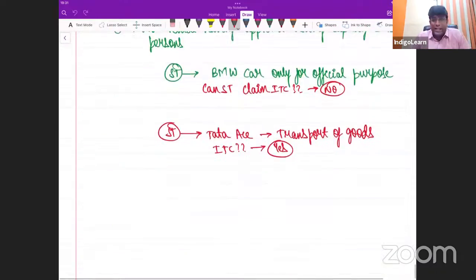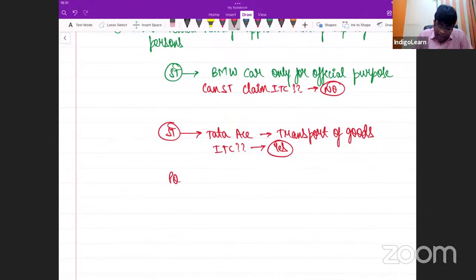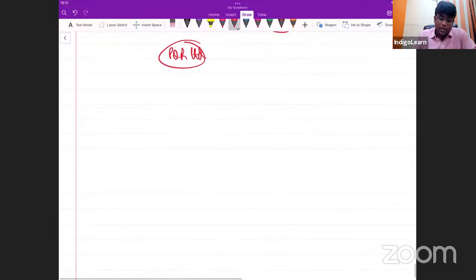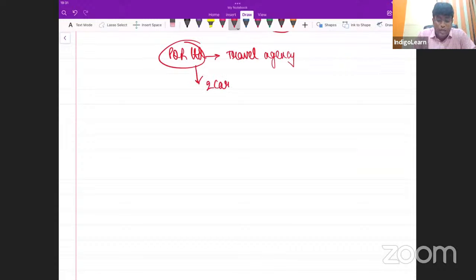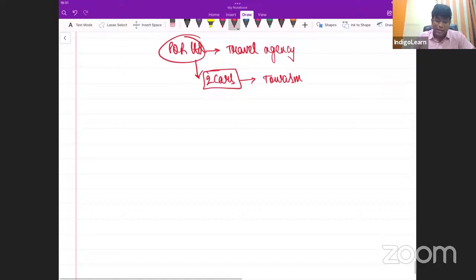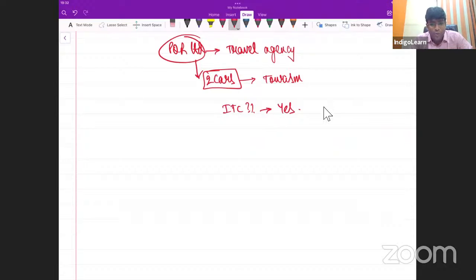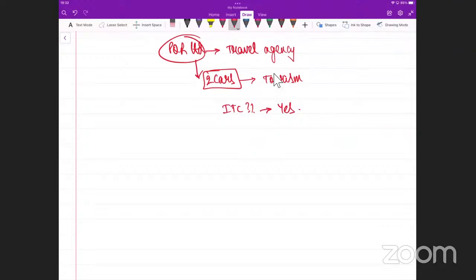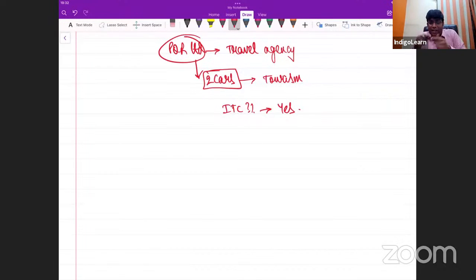Now, let's take an example like this, my dear friends. There is one company known as PQR Limited, which is basically a travel agency. They purchased 2 cars, which they are going to use for tourism purpose. Tell me, guys, can they claim input tax credit? 101% answer is yes. Because if a motor vehicle is used for a service of engaging in the business of transportation of passengers, input credit is allowed. That is why Uber, Ola, when they buy a car, they can claim input tax credit. No doubt about it. Clear?